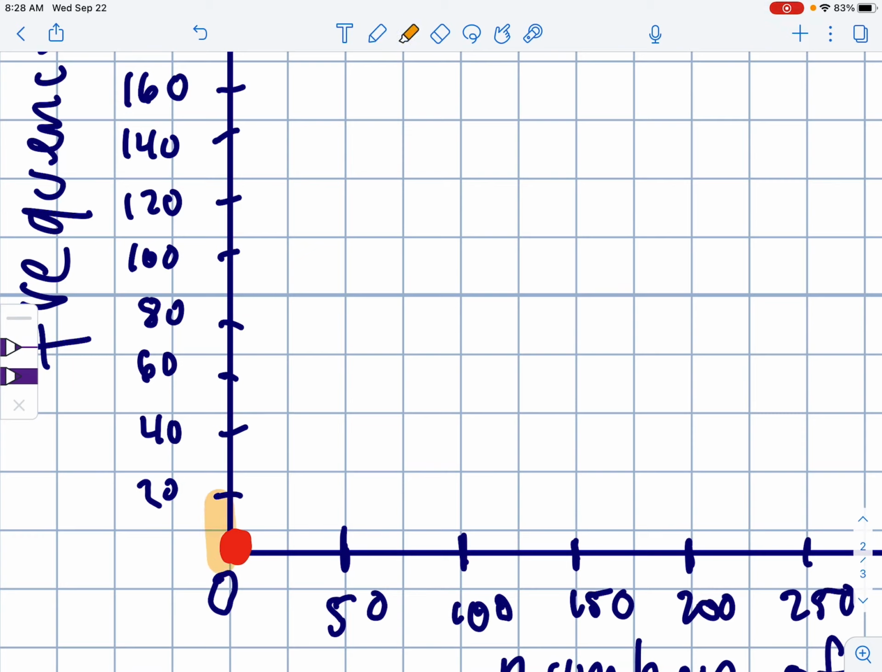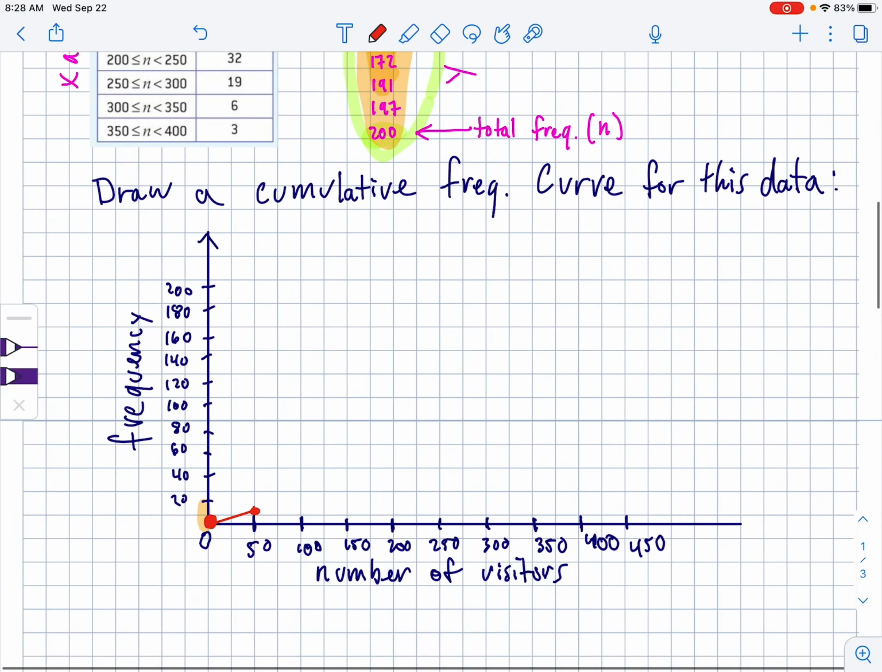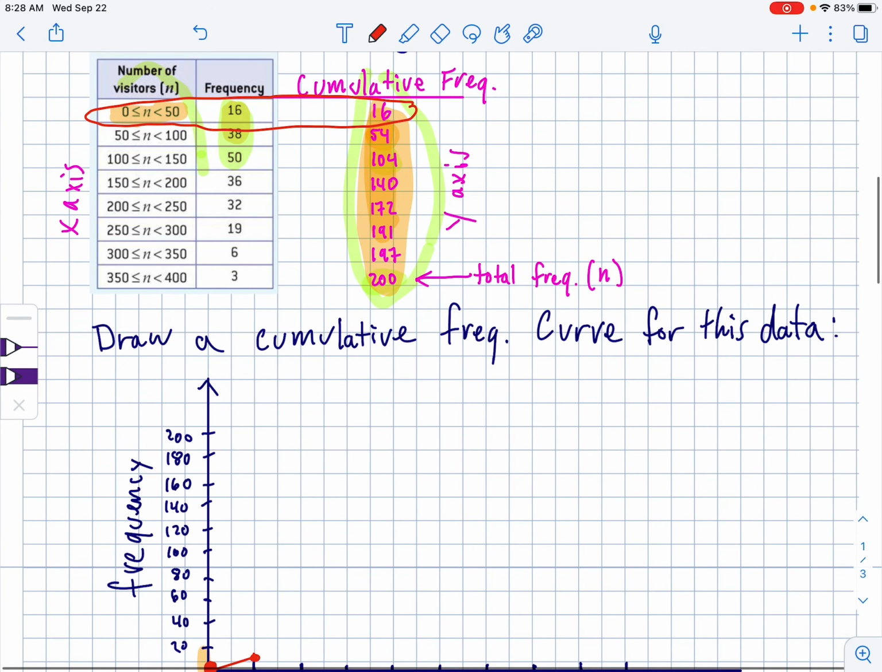So if I do a little zoom in here, we're going to have to estimate where 16 is on the y-axis. You're going to want to be as accurate as possible with these because later on we're going to use this graph to tell us certain things. So let's see, halfway would be about there. Let's back it off a little bit. Let's say it's right here. That's about 16. And then I connect them with a line.